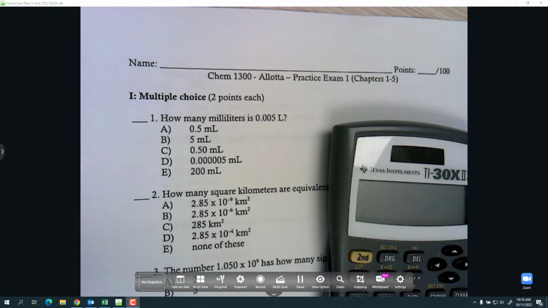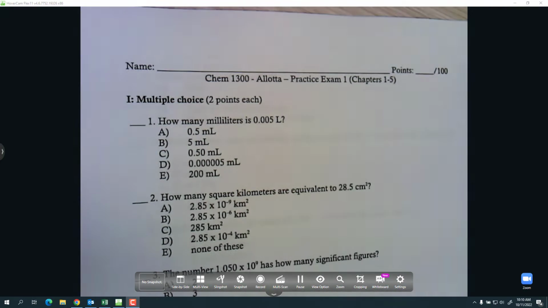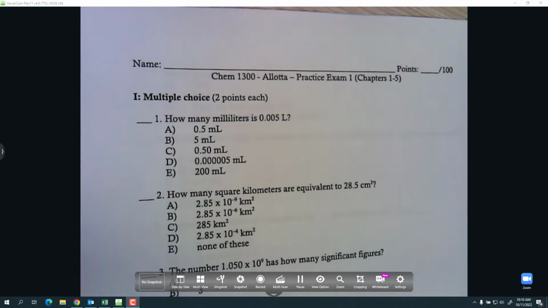All right, time for exam one. Let's go through some problems. So the format of the exam will look a lot like this, starting with some multiple choice questions worth just a few points each. First one, how many milliliters is in 0.05 liters?